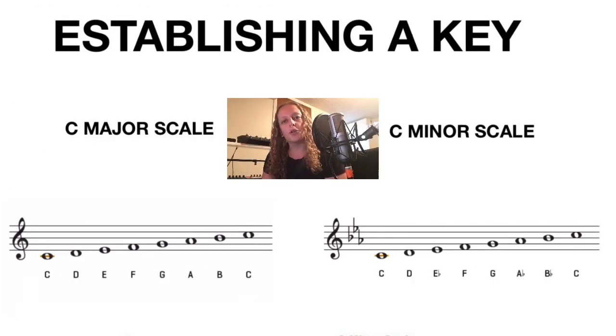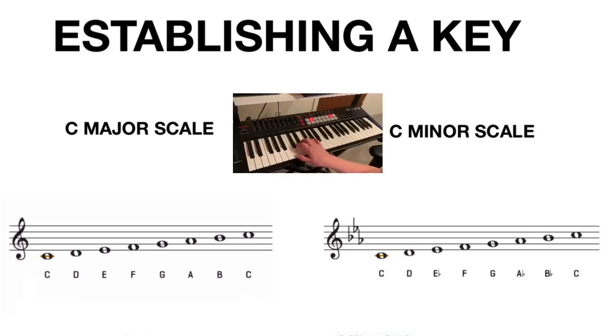So a key is just a group of notes that sound good together, right? Every song follows a type of key. We're going to look at major keys and minor keys today. On the screen, you'll see a couple of scales. So these scales show you what notes belong in the C major key and the C minor key. Your major keys are going to sound a little more happy and bright like this. This is C major.